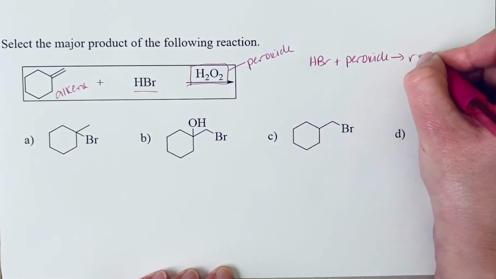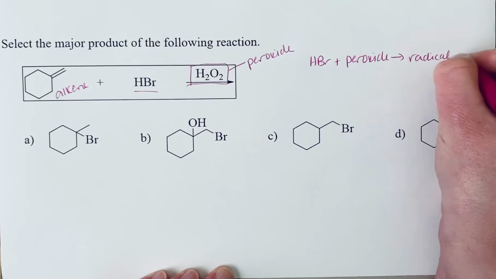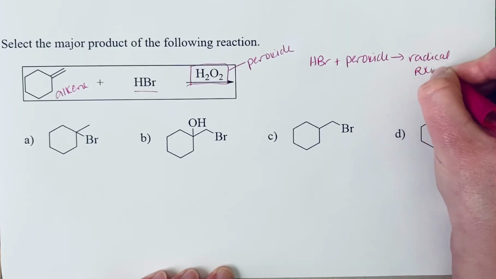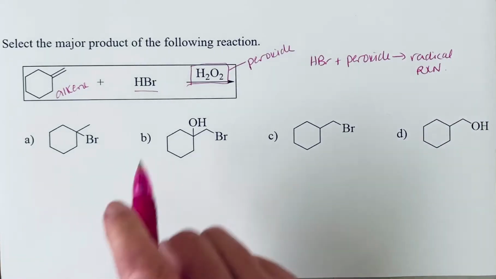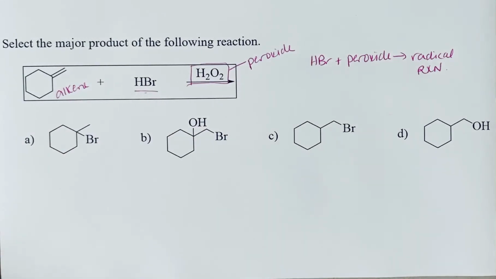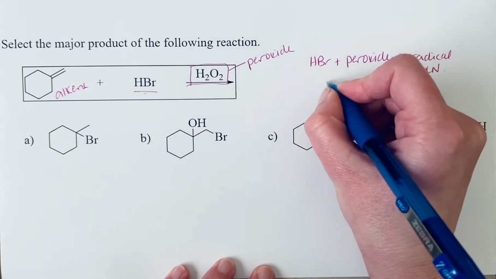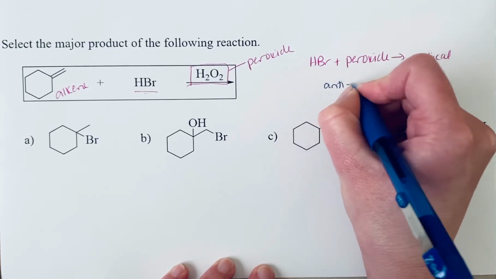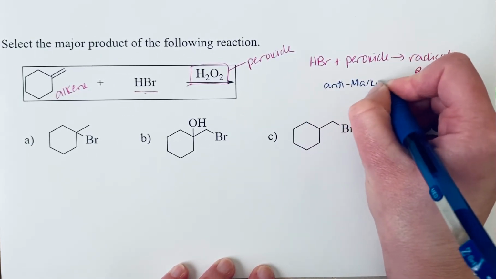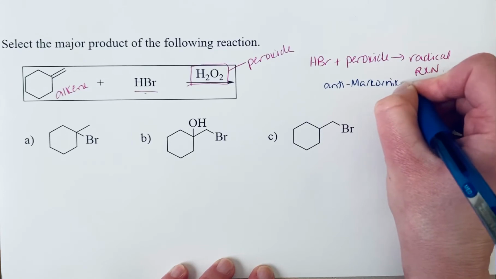we end up getting a radical reaction. And so what this does to our addition of HBr is it kind of flip-flops the selectivity, and so we end up seeing the anti-Markovnikov addition product.